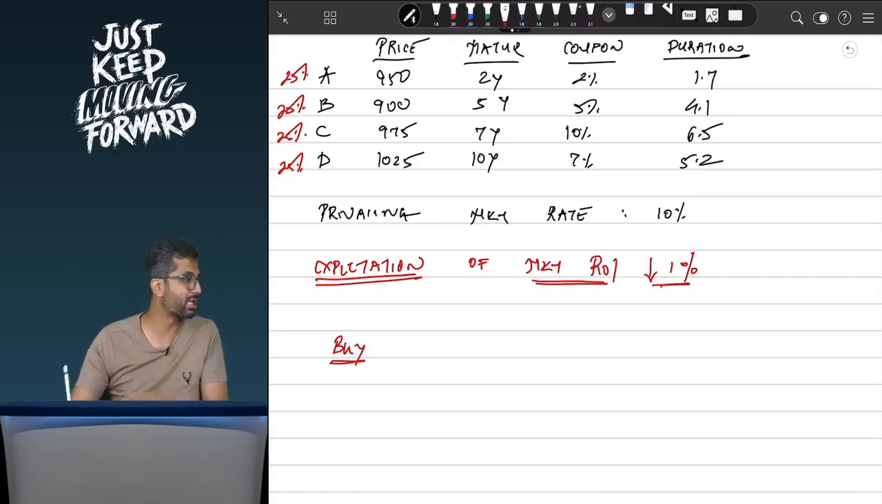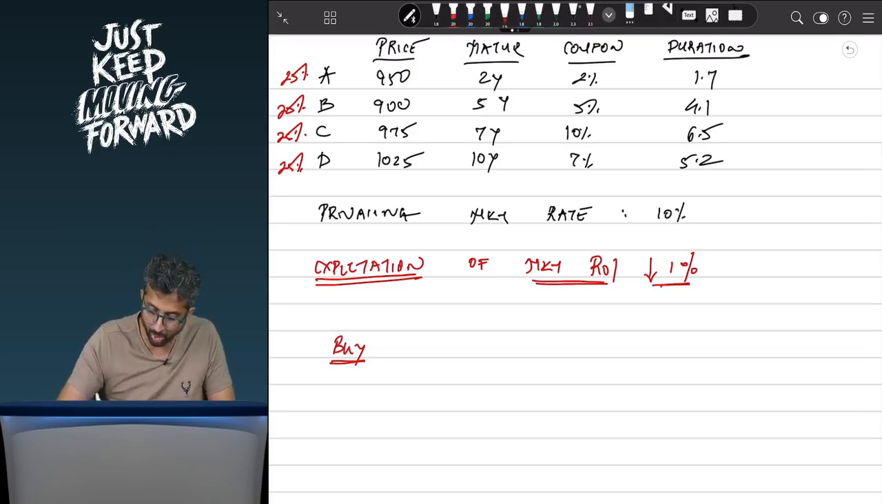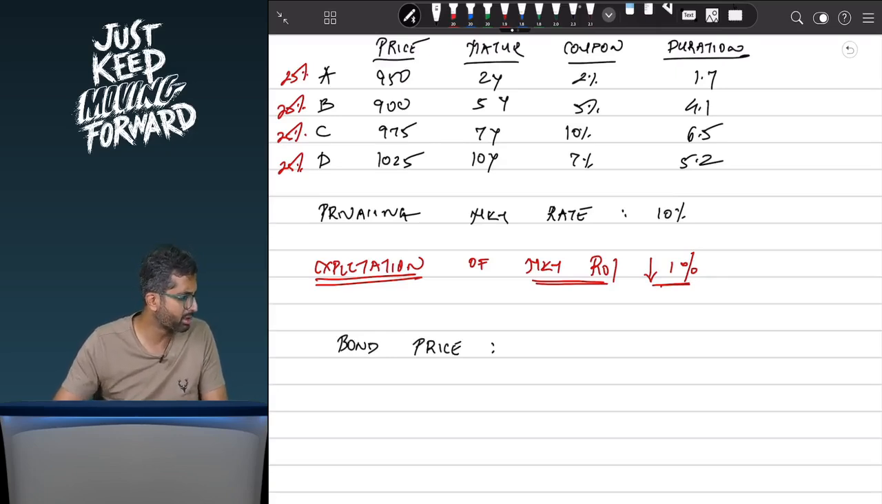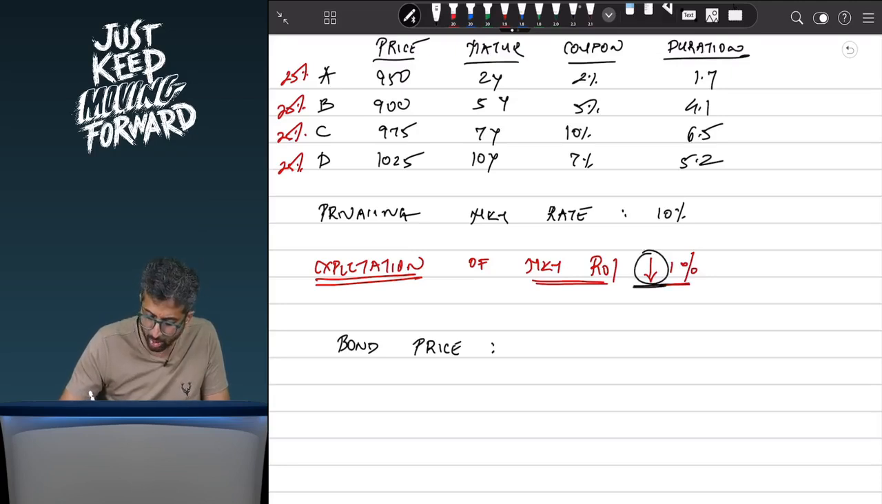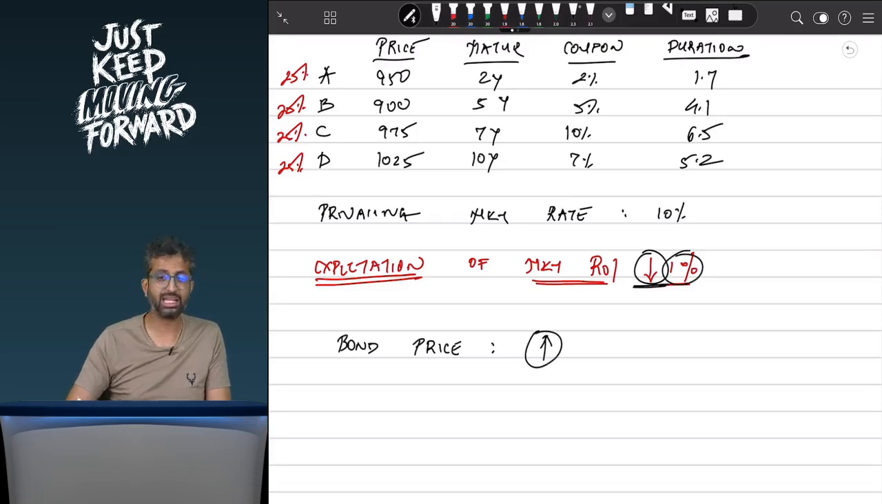Or will you prefer selling a bond? First, if the market rate of interest increases or decreases, what impact will it have on bond price? Will your bond price increase or decrease? Everyone, please answer. Inverse relationship. So if the market rate of interest decreases, what will be the impact on bond price? Increase. If the market rate of interest falls, bond price rises.